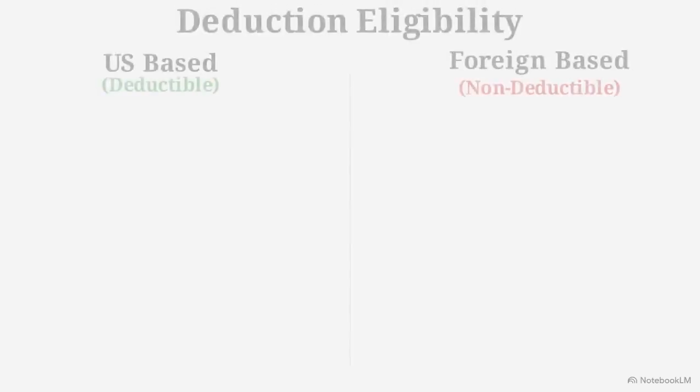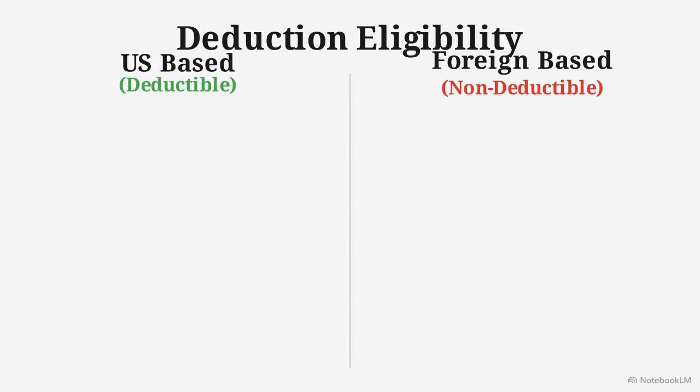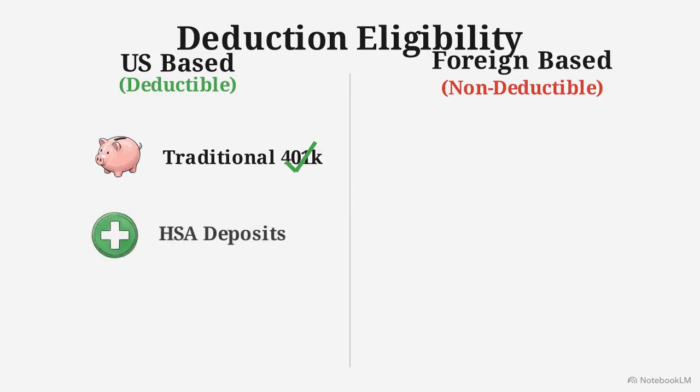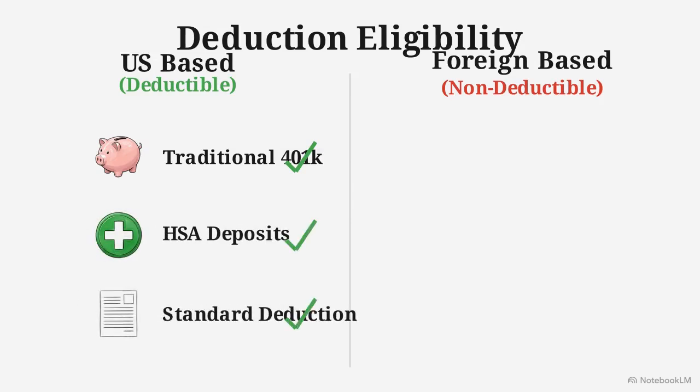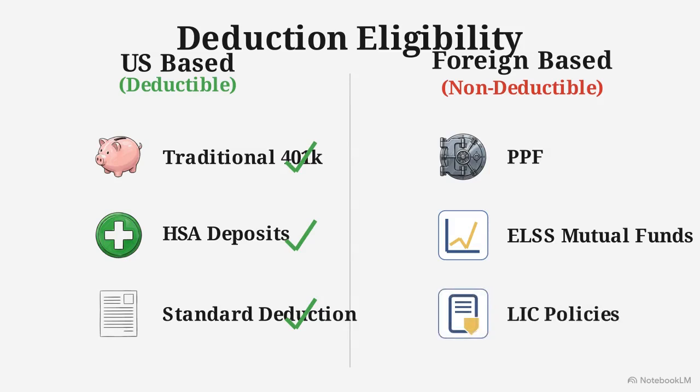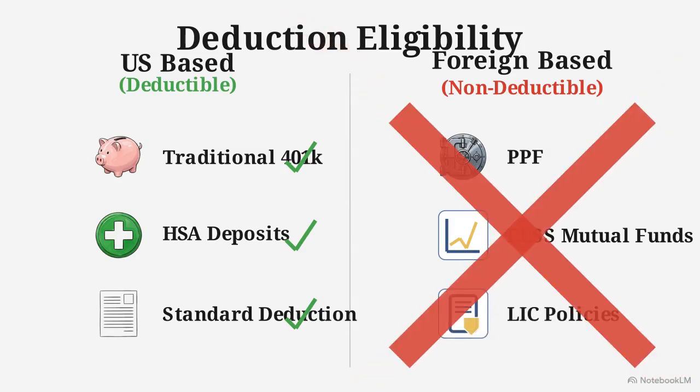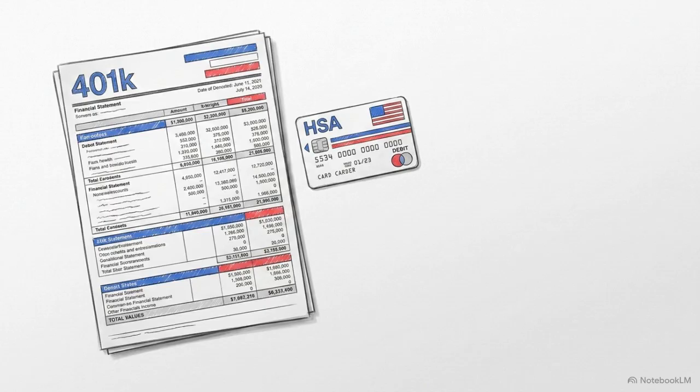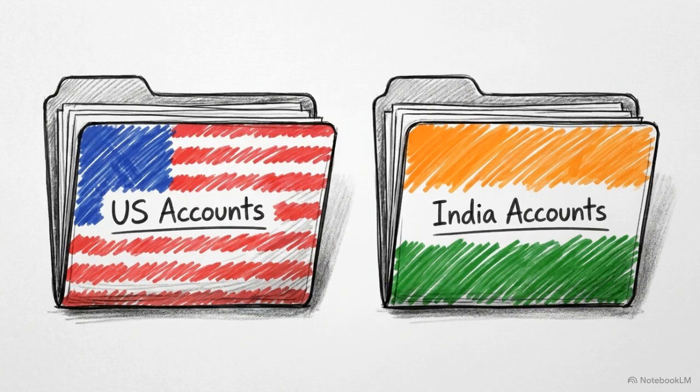Now let's look at this checklist to see how you can actually lower your tax bill. Your eligible deductions include contributions to a traditional 401k, health savings account deposits, and the standard deduction based on your filing status. However, standard Indian tax-saving investments do not apply here. Putting money into a PPF, ELSS mutual funds, or LIC policies provides absolutely zero deduction on your U.S. tax return. To effectively lower your U.S. tax burden, you have to use U.S.-based financial tools. Your tax strategy must be completely separated by border.